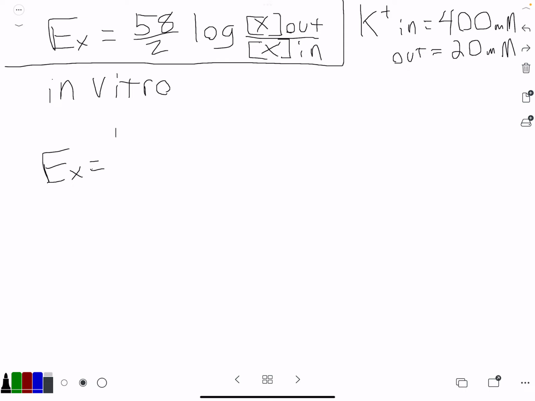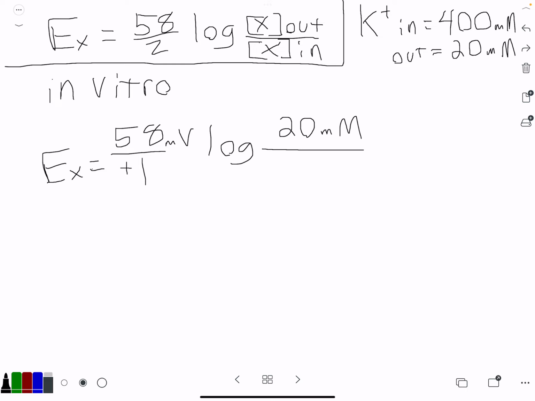And this is how we fill in the equation. 58, our constant, right? And this is millivolts over the charge of the ion, which is +1. And that's multiplied by the log of, and our concentrations are on the outside, 20 millimolar, and on the inside, 40 millimolar.